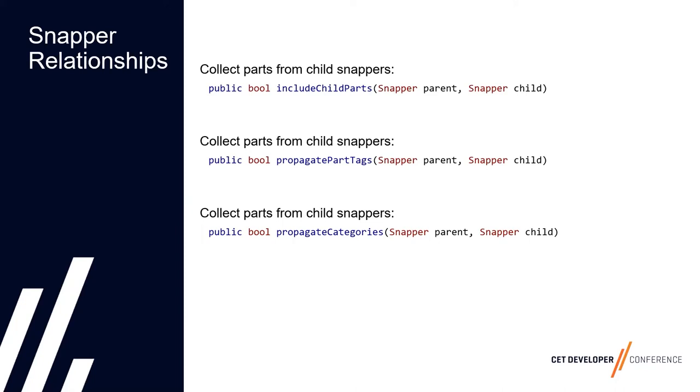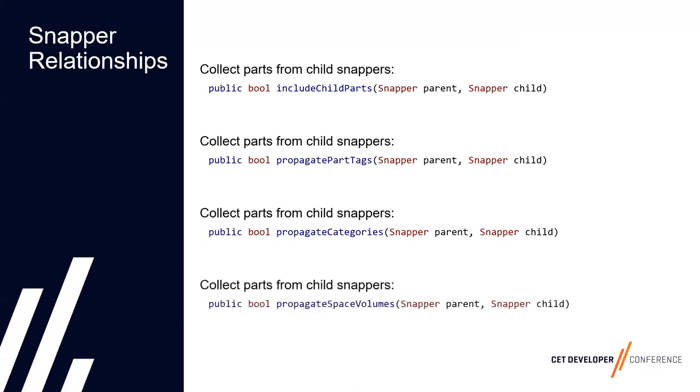And this one, I have to double check on this one. This one was a bit of a controversial one at the time. Basically, do the child snappers exist in the same space volumes as their parent? We had been debating on this one whether or not it should be forced one way or another, so might have to come back to this one. But yeah, I think that's it.